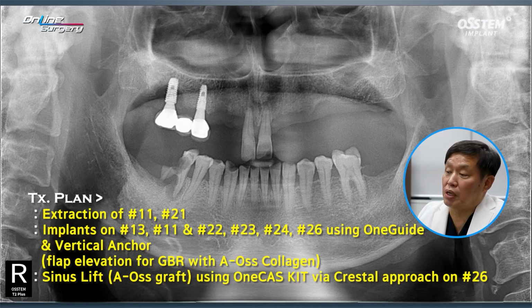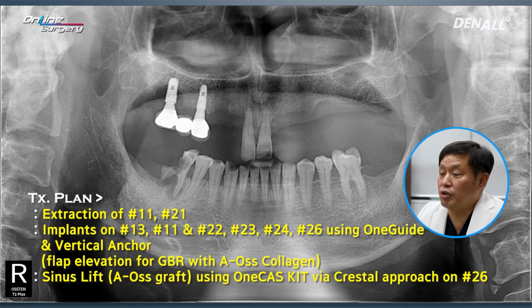There are only teeth up to number 6 in the lower. In number 26, OneCAS was planned. In the anterior zone, because this is a fairly long span case, vertical anchors will be used to fixate the OneGuide template. I'm going to talk about how to place implants without deviation.